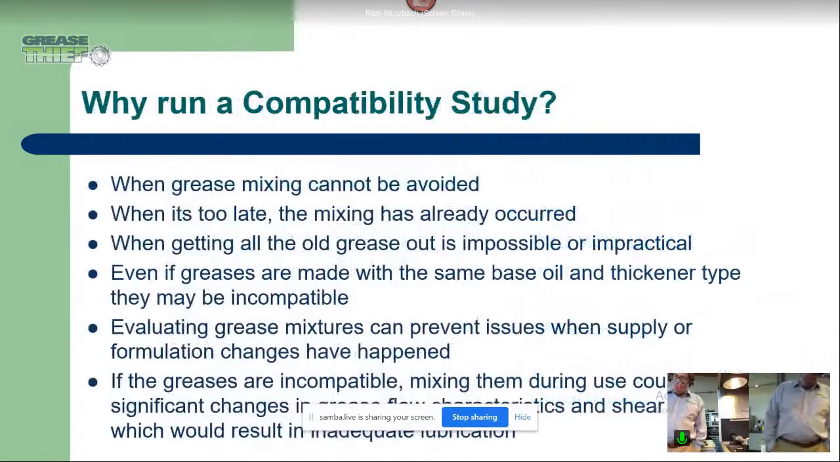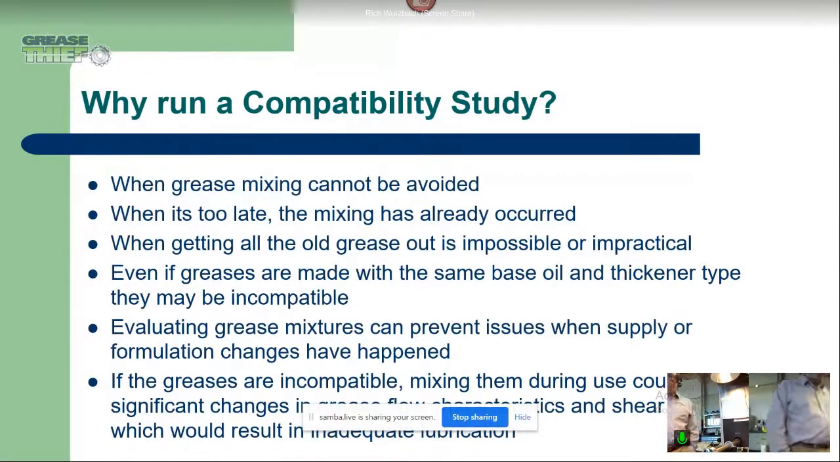So why do we run a compatibility study? Well, we said that the default is just don't mix the greases, but we don't necessarily have that as an option all the time. So if we have to take one product and introduce it to another product and it can't be avoided, or if it's too late, we made a mistake, we already mixed and we want to know what's going to happen next, maybe it's a critical component, and we want to know, should we shut it down and dig this incompatible mixture out or potentially incompatible mixture out? It's when getting all the old grease out is impossible or impractical.